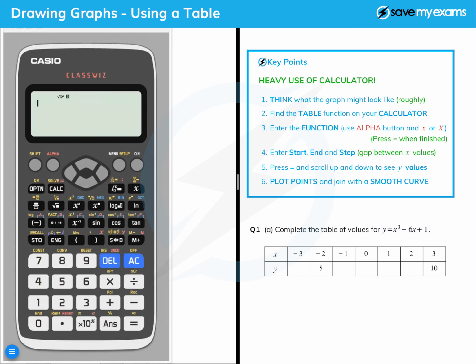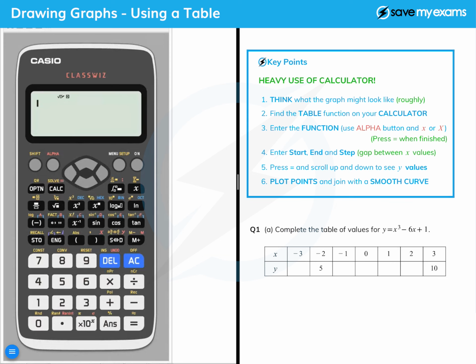And the first thing we're going to do, actually before we use the table function, is we're going to think what the graph might look like. And you should have a good working knowledge of what graphs look like. Cubics, this is a cubic, x cubed, tend to look like this. Okay, so we're expecting some sort of wiggle like that. Right, so how do we go about this?